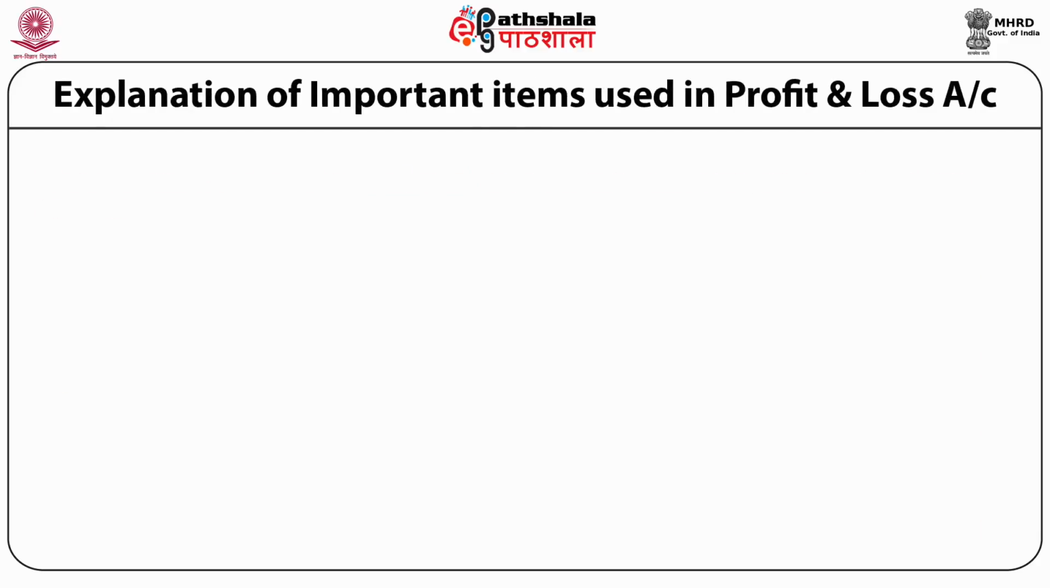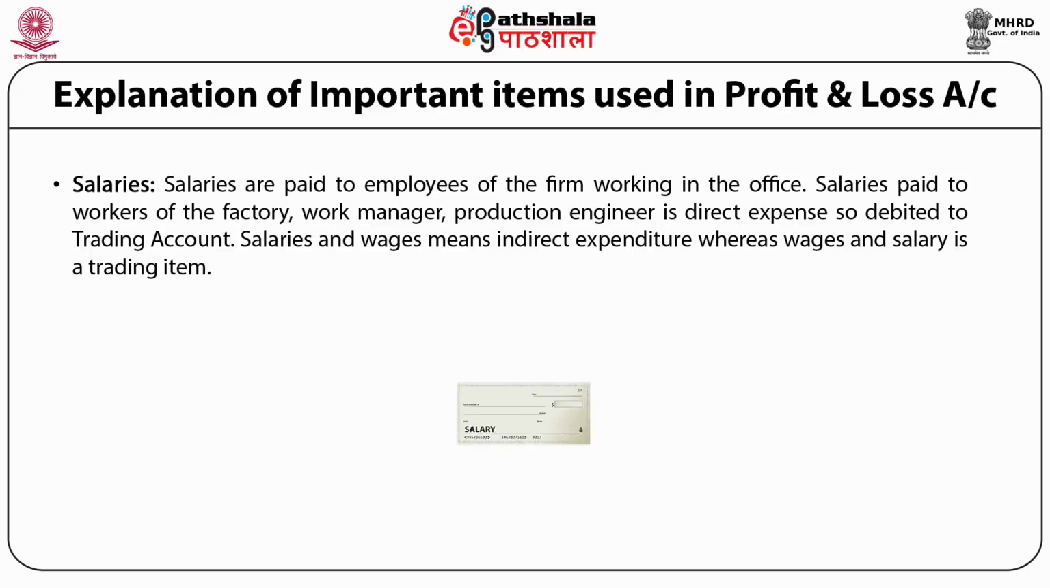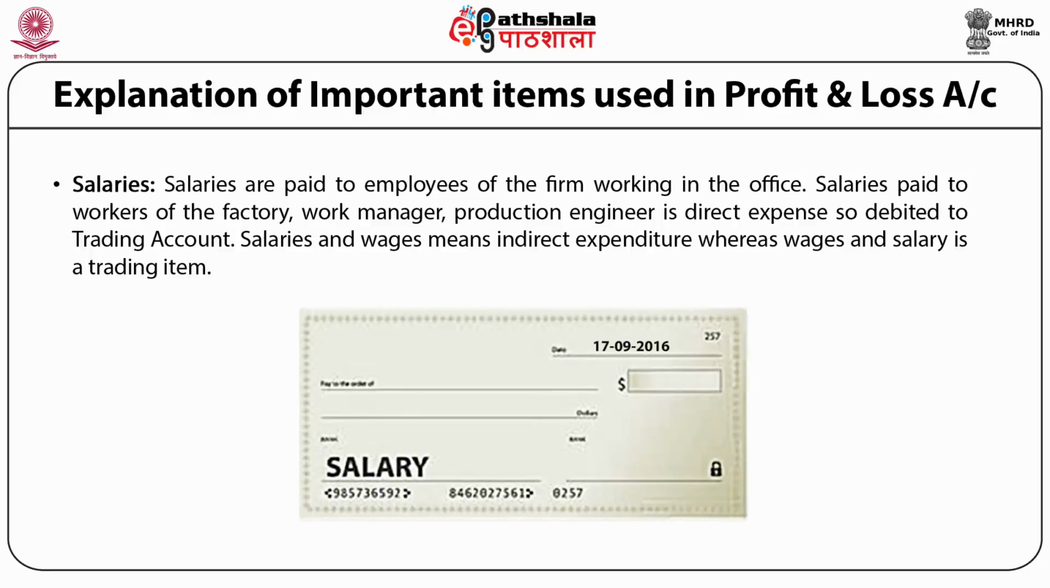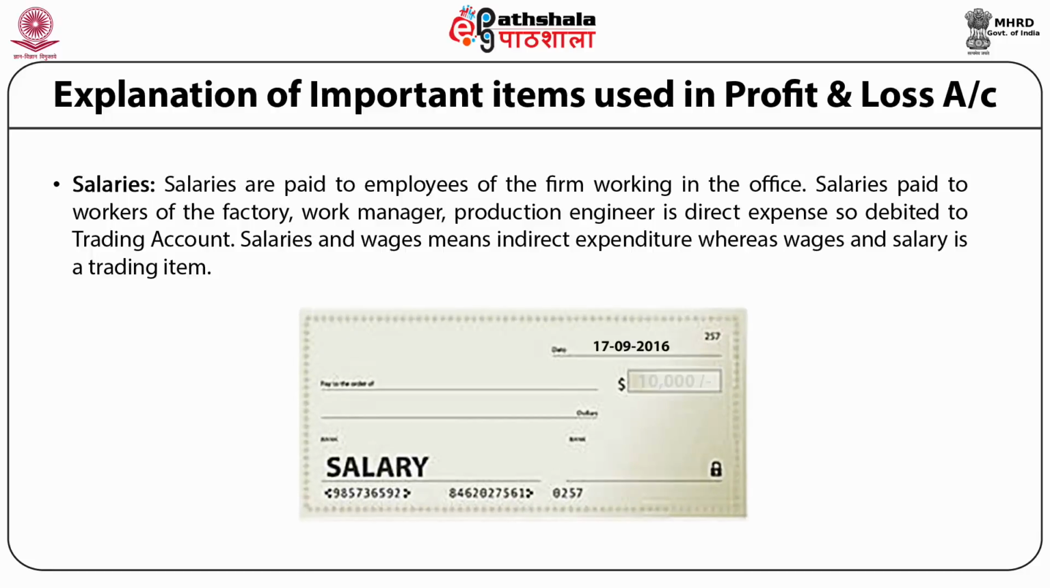It is important to get the knowledge of items which are used in the profit and loss account. The first item is salaries. Salaries paid to employees of the firm working in the office. Salaries paid to workers of the factory, works manager, production engineer are direct expenses, so debited to trading account. Salaries and wages means indirect expenses, whereas wages and salary is a trading item.